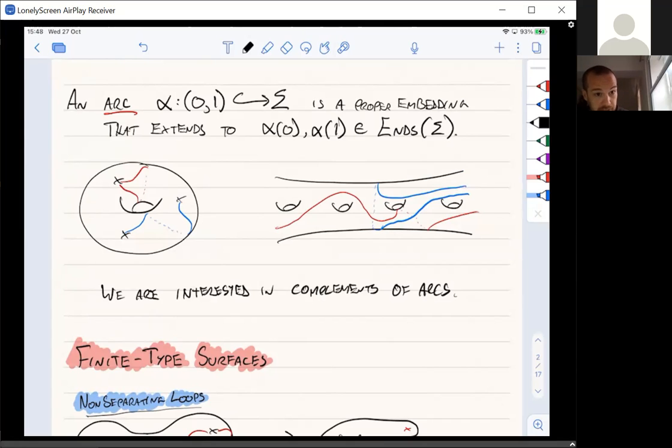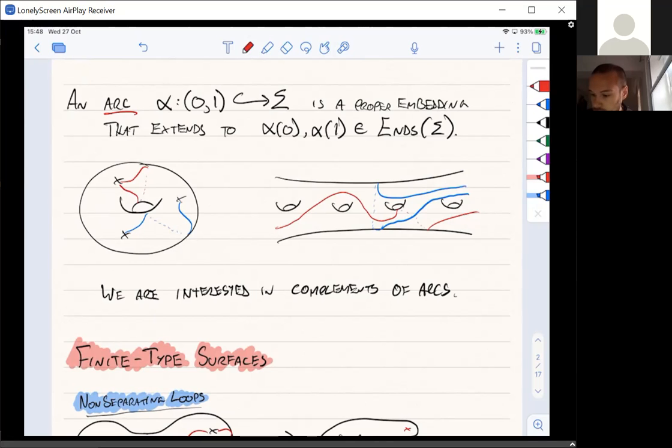This is an embedding of the interval 0 to 1 that somehow extends so that 0 gets associated to an end point of the surface, and so does 1. I hope that makes sense. So you can't have arcs that kind of live off in the middle of nowhere like this. They kind of have to be anchored to ends of your surface, ends of any type.